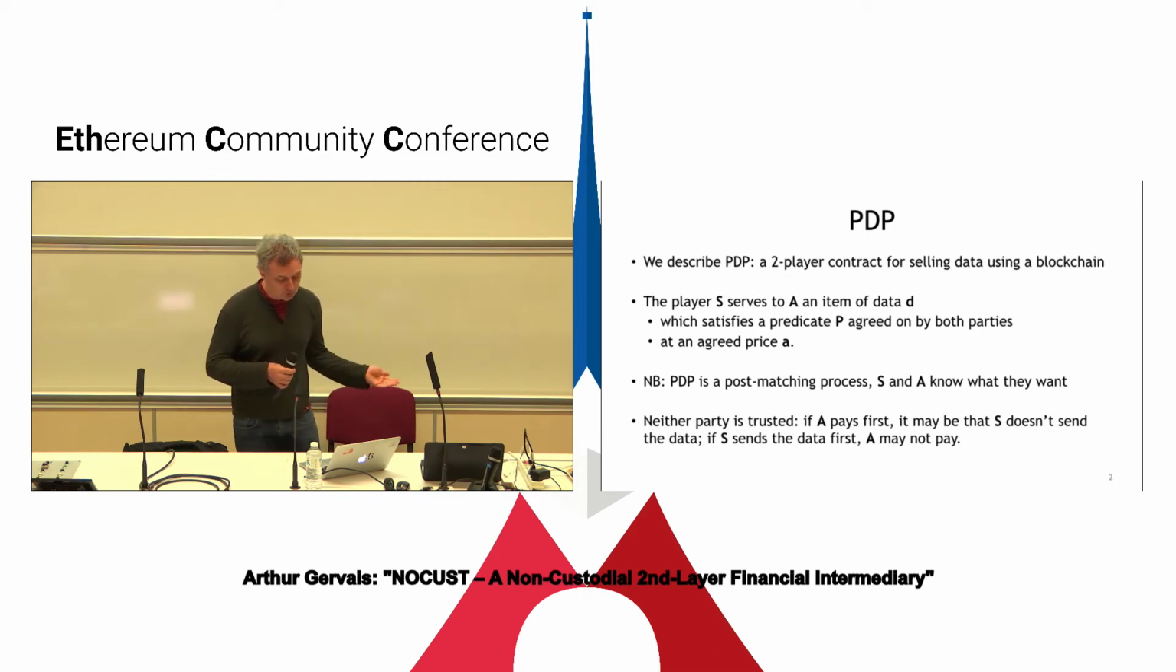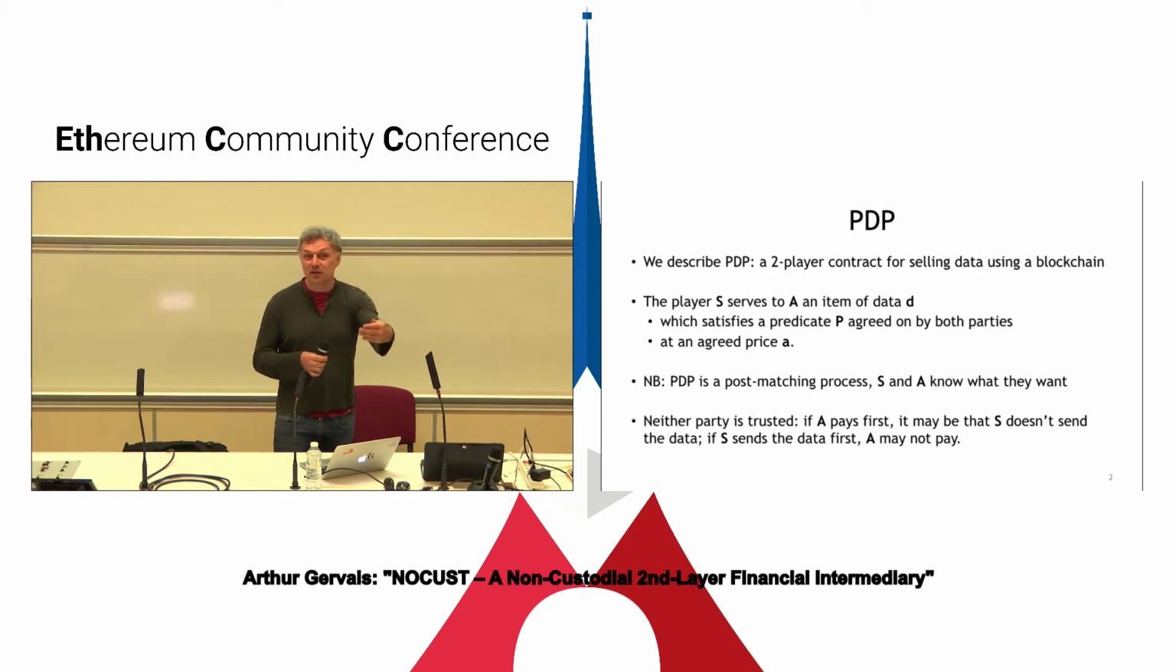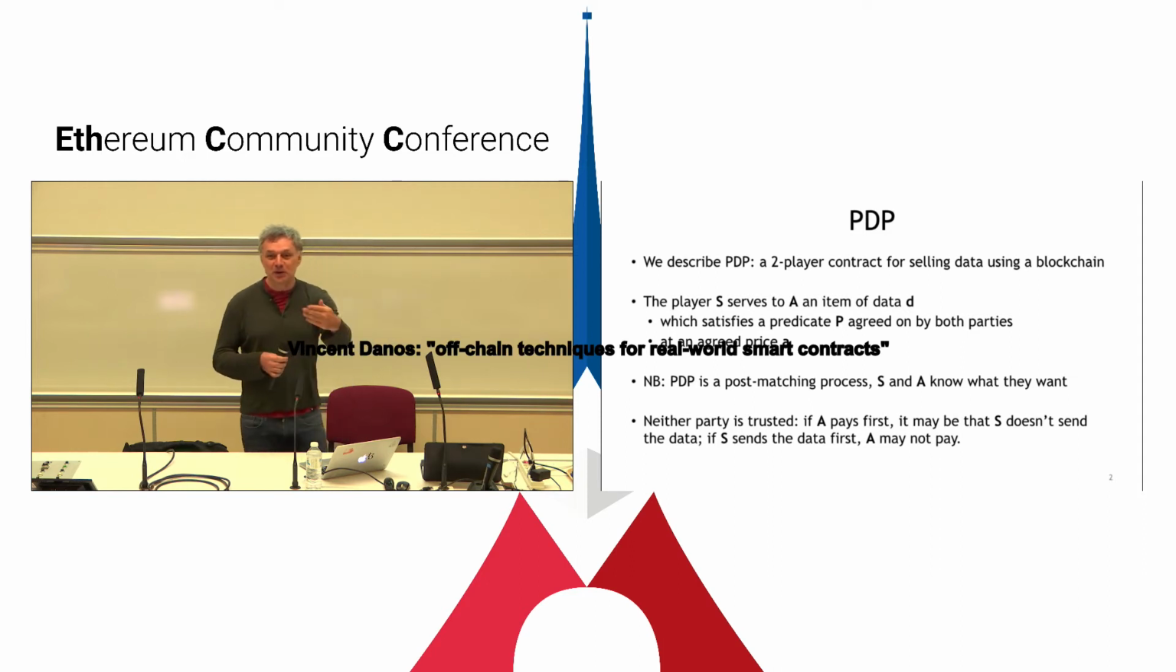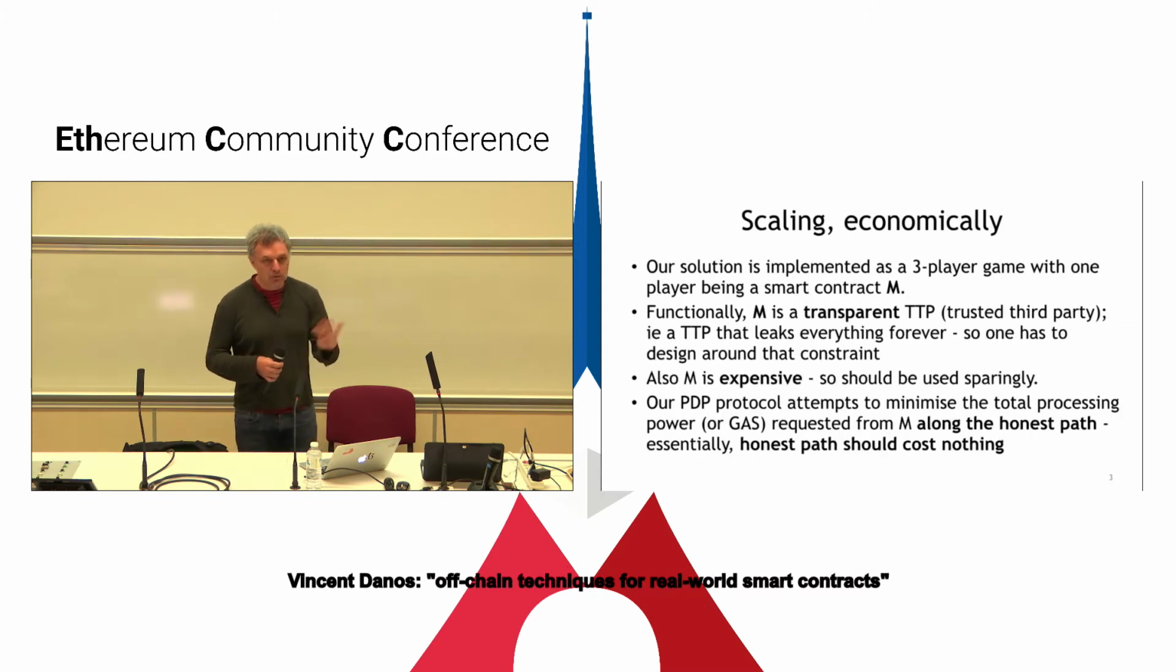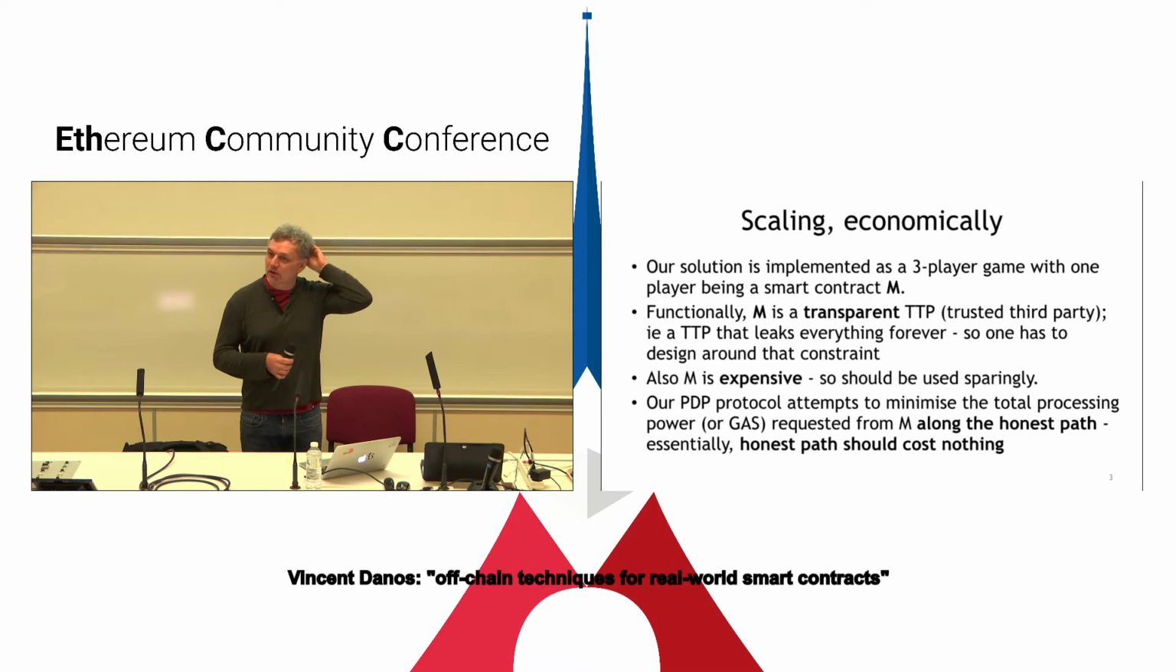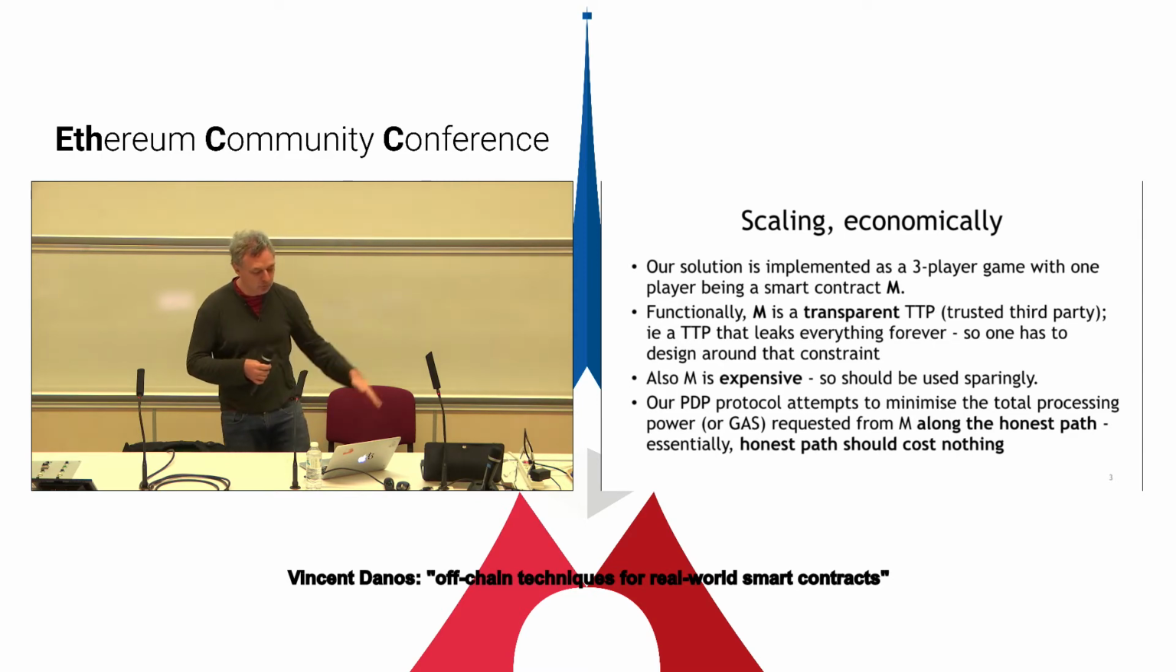Of course, we don't trust any party, so there's a problem. Because if A pays first, then it may be that A never gets the data from S. And conversely, if S sends the data in an optimistic way, then it may be that the buyer actually never sends back the money. So we have to do something about this. So it's about scaling, but it's economic scaling, so it's interesting. So let me elaborate on this for a minute.